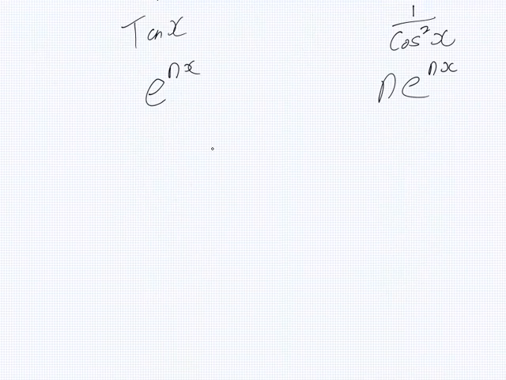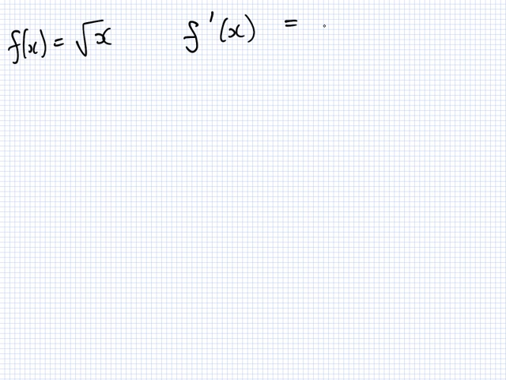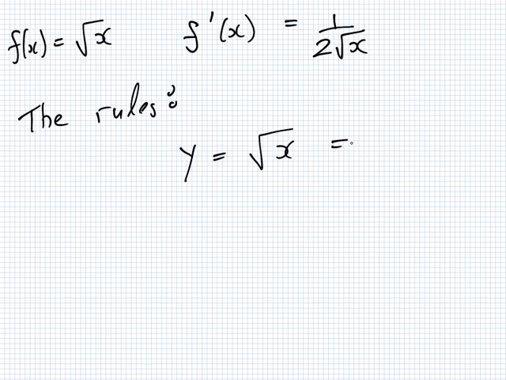Okay, so earlier we did this example. We had root x, and what did we say its derivative was? 1 over 2 root x. Let's try this by using the rules we have. The first thing we have to do before we start is change this into x power a half. Now we can use our rule.